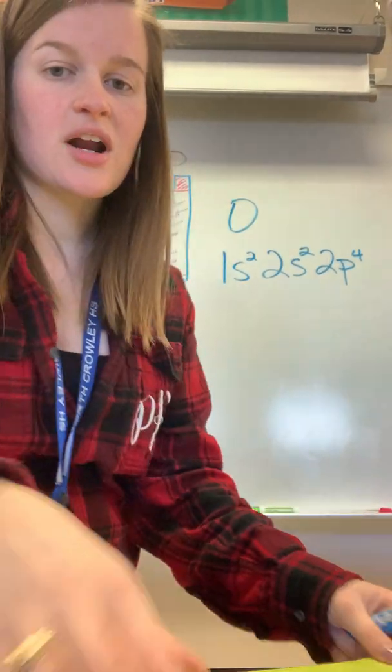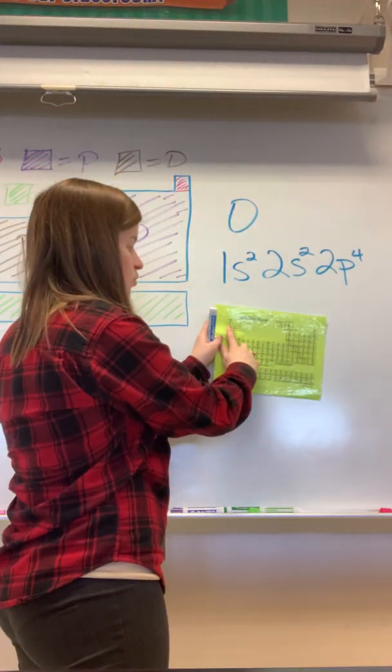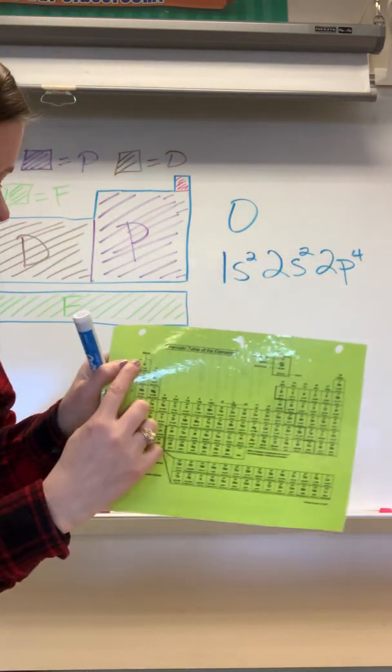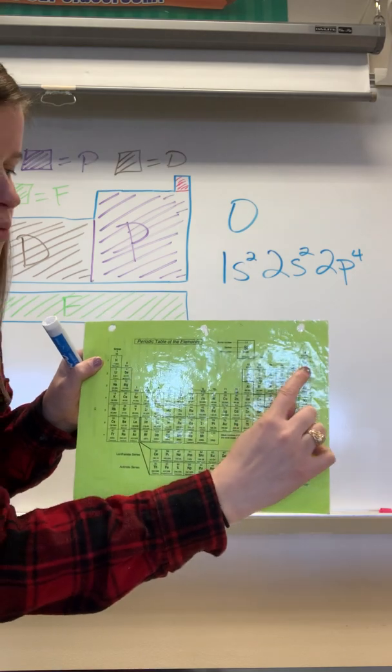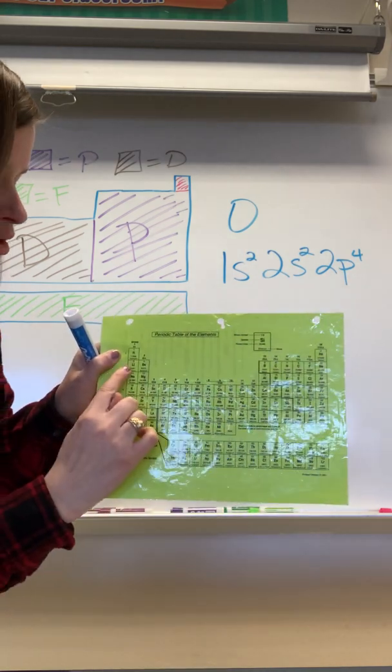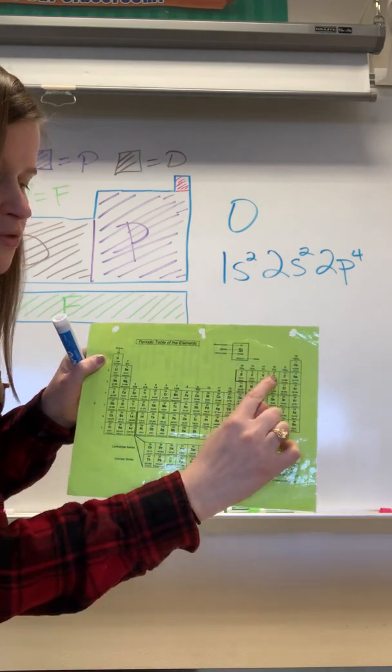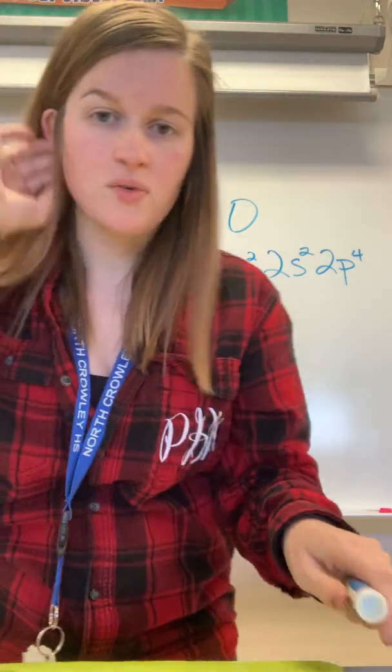So remember, we start at the top. So I did my 1s1. I'll get up closer actually. 1s1, 1s2, 2s2, because I have 2 of them right there, 2p, 1, 2, 3, 4, and I stop at oxygen because that's what I'm looking for.